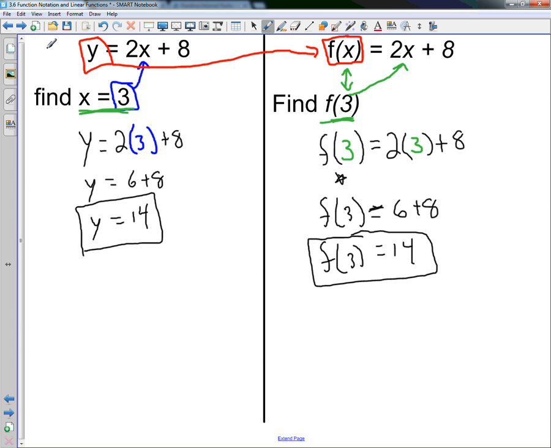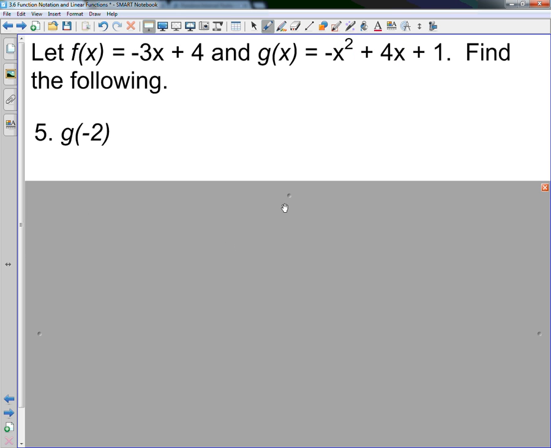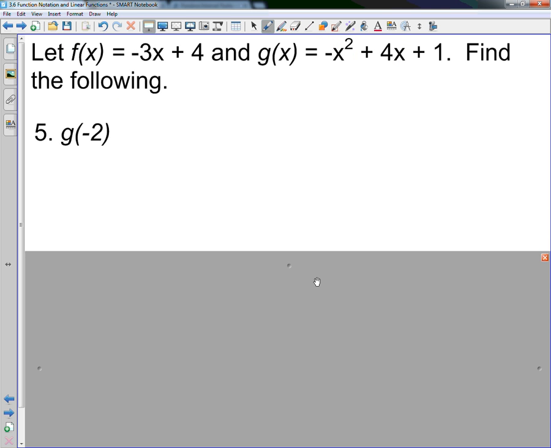Okay, so let's look at a few more of these. Again, you're welcome to pause or rewind if I'm moving too quick. So we have, let f of x equals negative 3x plus 4, and g of x equals negative x squared plus 4x plus 1. Find the following. Okay, so we have two functions up top, f of x and g of x. What we want to be careful with is the notation that's given. In this first one, we're dealing with g of x, so we're dealing with the g function. So we want to take negative 2 and plug it into the g function.